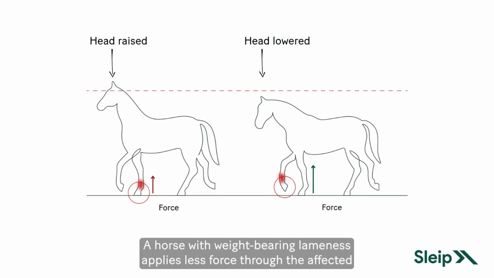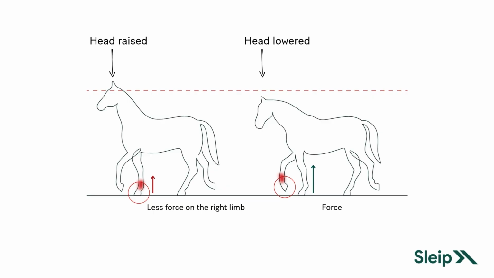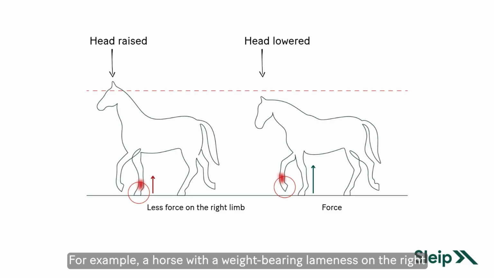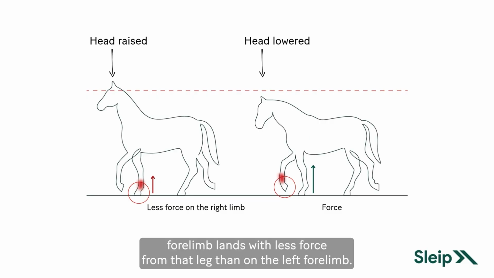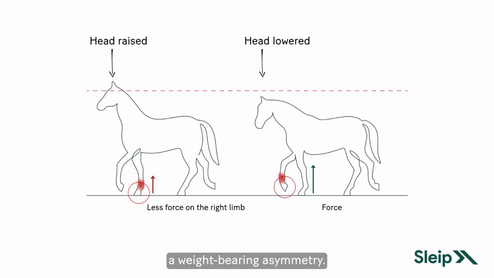A horse with weight-bearing lameness applies less force through the affected limb compared to the opposite sound limb during trot. For example, a horse with a weight-bearing lameness on the right forelimb lands with less force from that leg than on the left forelimb. This difference in force between the left and right limbs is called a weight-bearing asymmetry.